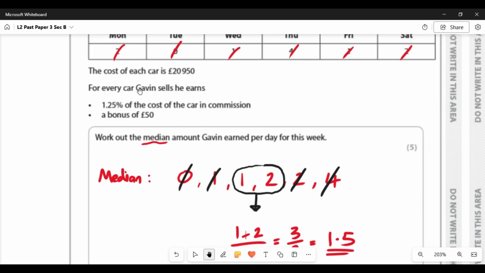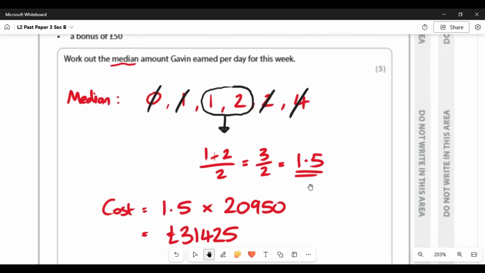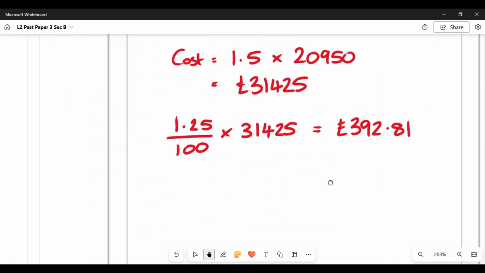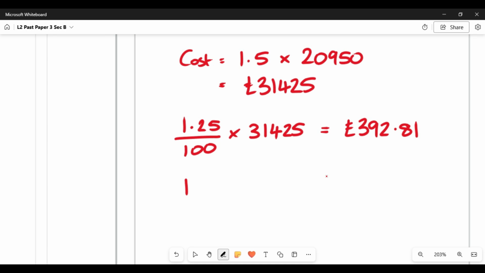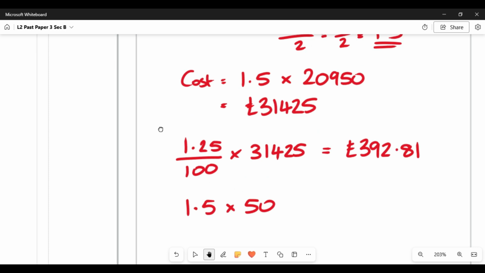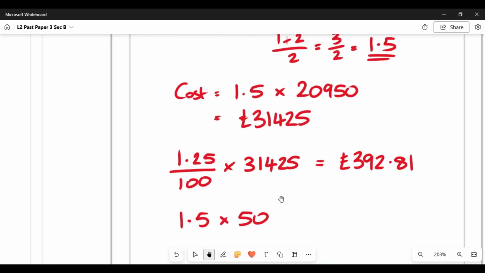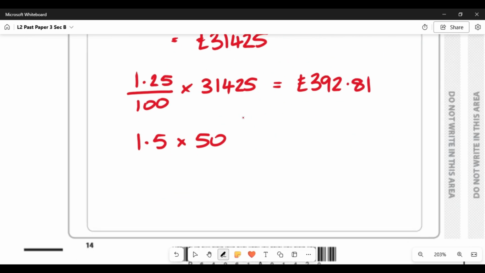And it says, for every car Gavin sells, he earns a bonus of £50. So remember, he sold 1.5 cars. That was the median. So we have to do 1.5 times 50, because it was £50 per car he sold. So we'll have to work this out separately. 1.5 times 50 gives you a bonus of £75. Obviously, don't forget, it is the median.